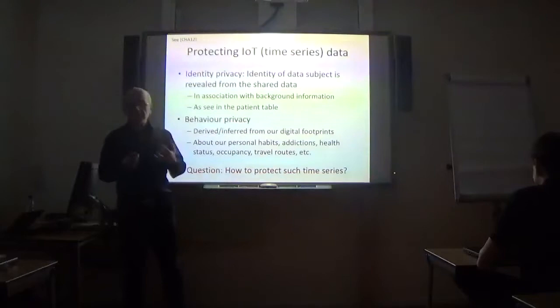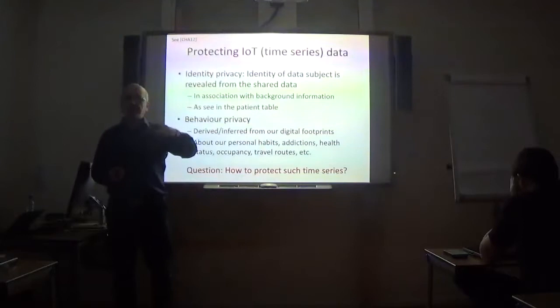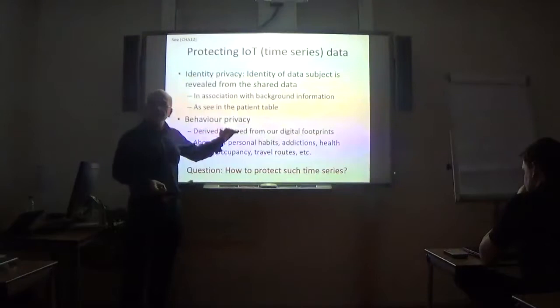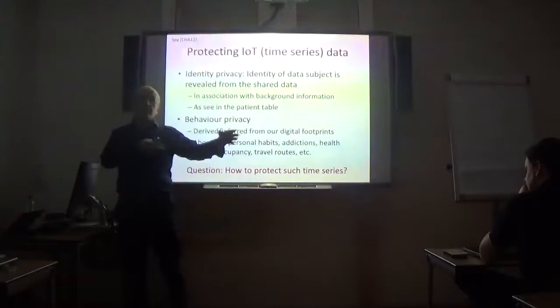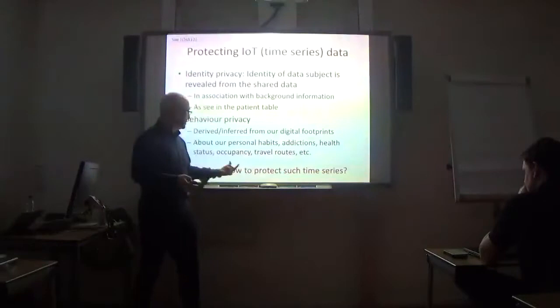So in this kind of setting, you have two problems. Identity privacy, because every row becomes a specific person. You can re-identify people based on only that pattern. And behavior privacy. Sometimes, based on that, you can know whether someone wakes up early in the morning, too early or too late, or what kind of problems he or she has. So you can understand personal habits, addictions, health problems, occupancy, travel routes, etc.